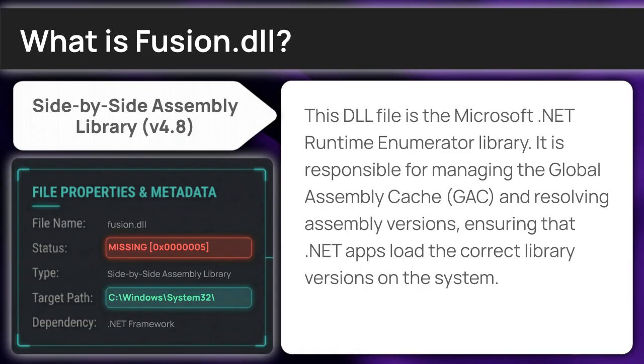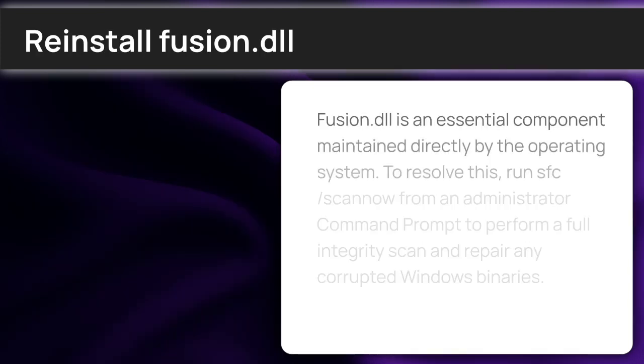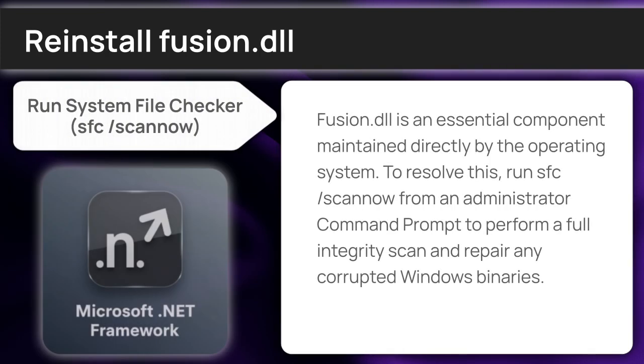Now that we've covered what the file does, let's jump into our first fix. This error indicates that a protected Windows file has been compromised. Use the official System File Checker tool, run sfc /scannow in an administrator CMD to ensure the Fusion Library DLL is restored to its original verified state.